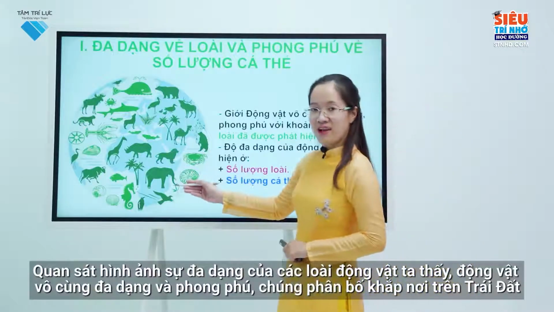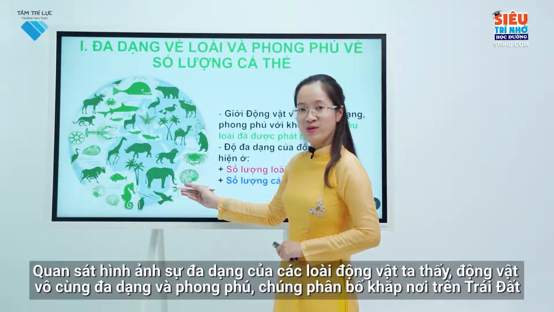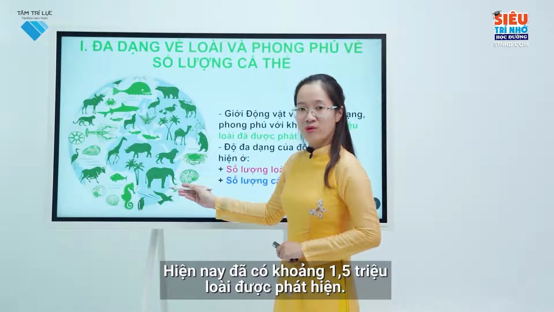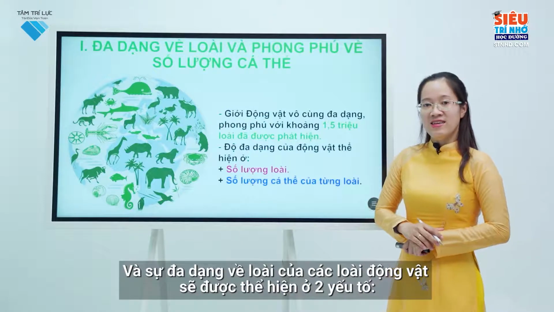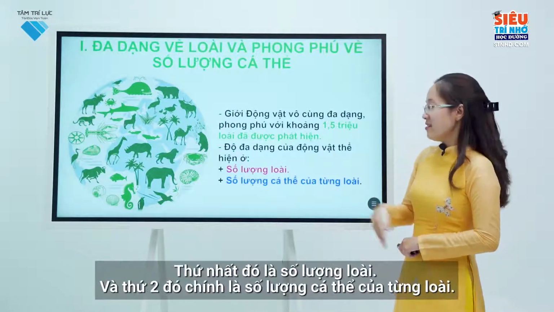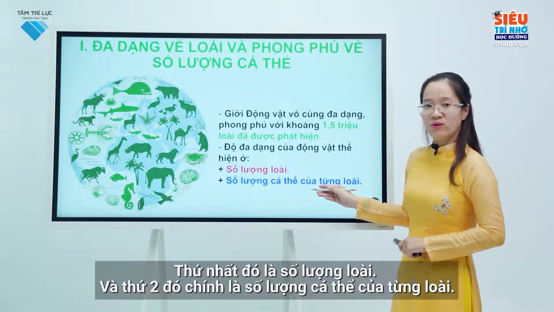Observing images of the diversity of animals, we see that animals are extremely diverse and plentiful. They are distributed all over the earth. Nowadays, about 1.5 million species have been discovered, and the species diversity of animals is shown in two factors. First is the number of species, and the second is the number of individuals of each species.